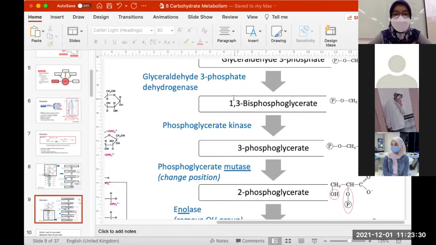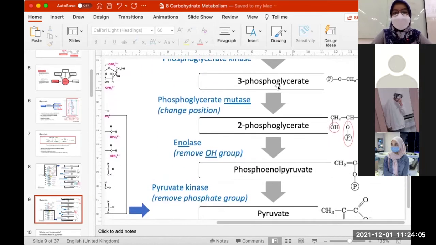Okay, so this 1,3 bisphosphoglycerate will undergo phosphoglycerate kinase. So kinase can do 2 things, either adding phosphate group or removing phosphate group. So in this case, this kinase will remove this phosphate group over here. So we no longer have the phosphate group at the carbon 1. So we only have 3 phosphoglycerate.